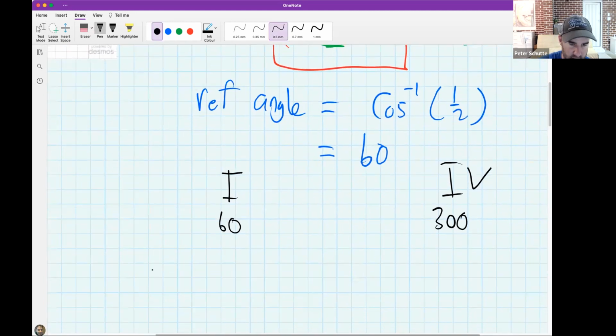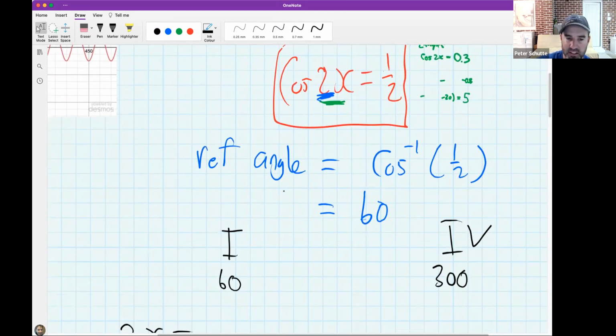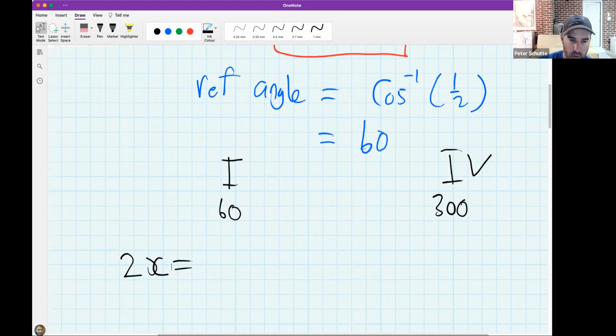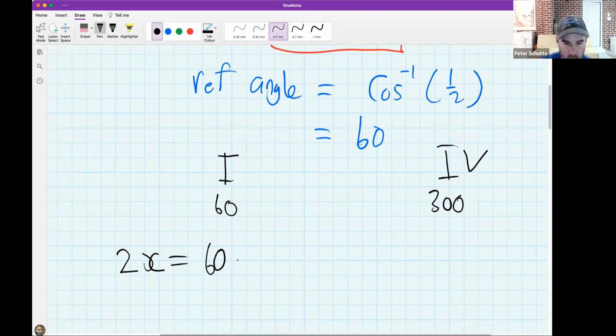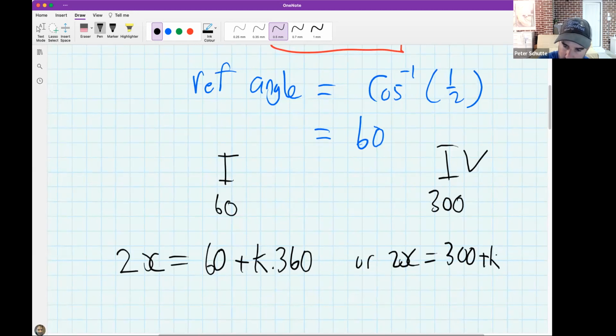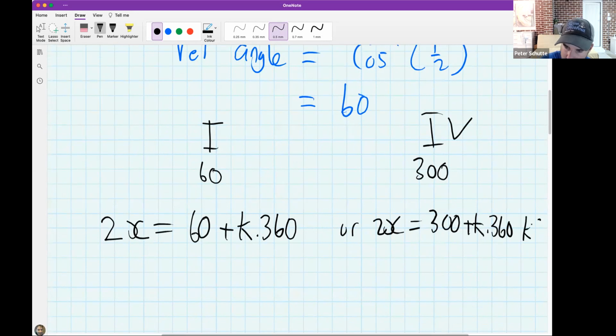And so this is what you need to do now. In the last step, instead of writing x equals, we are going to write 2x equals. Notice the difference, guys. Can you see how before it used to just be x? Now, because there's a 2x in the question, we write 2x equals 60, and we're going to leave it like it used to be, plus k times 360. Or over here, 2x is going to be equal to 300 plus k times 360. This is what we did in the last lesson, where k is an element of the integers.